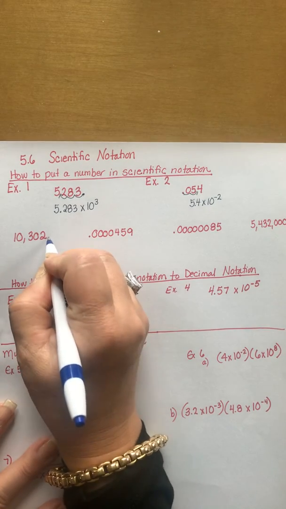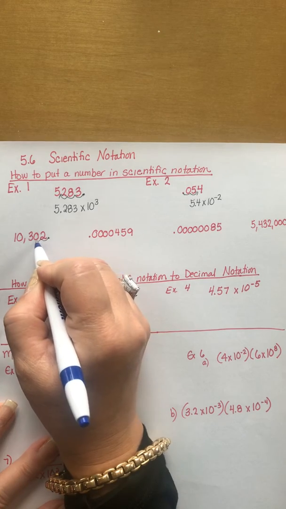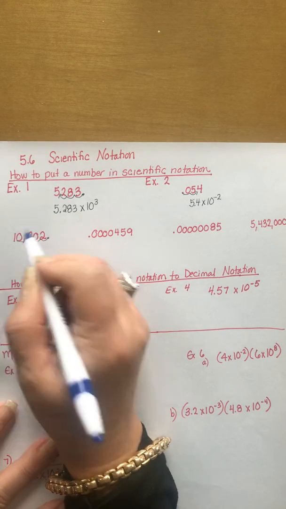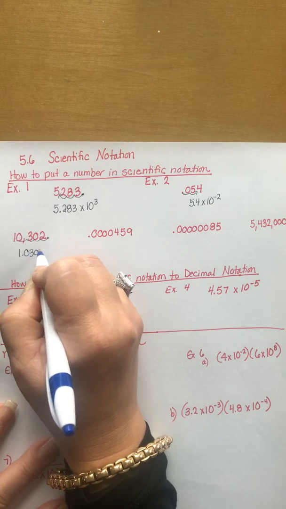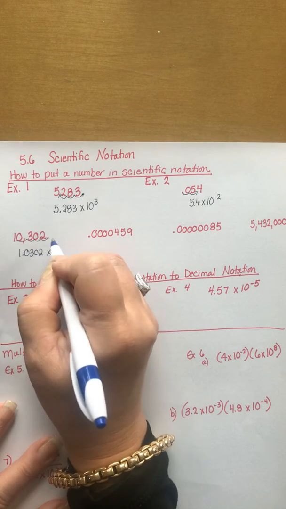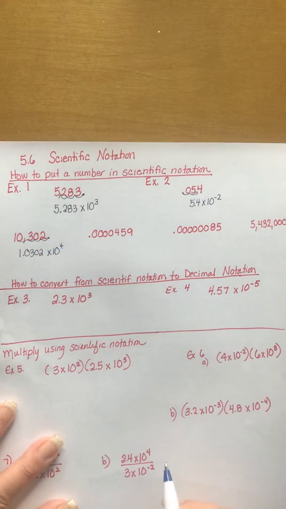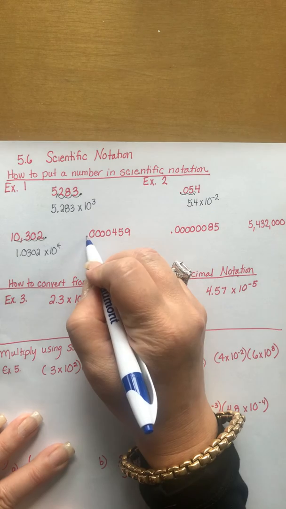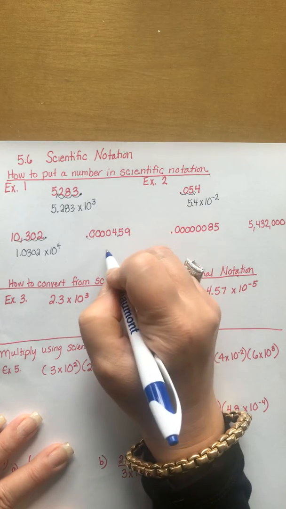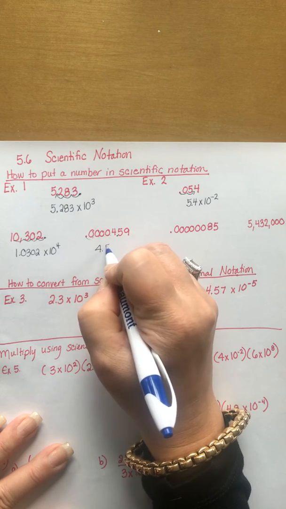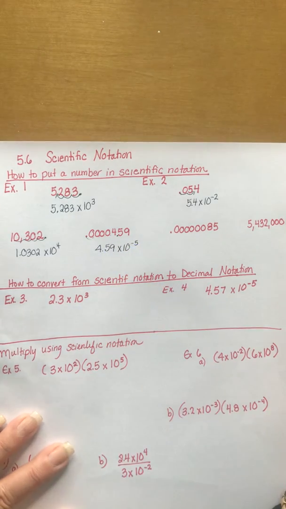So for this one, you're going to move it 1, 2, 3, 4, between the 1 and the 0. So it's 1.0302 times 10 to the 4th power. The next example, you're going to go 1, 2, 3, 4, 5. So this is 4.59 times 10 to the -5 power.